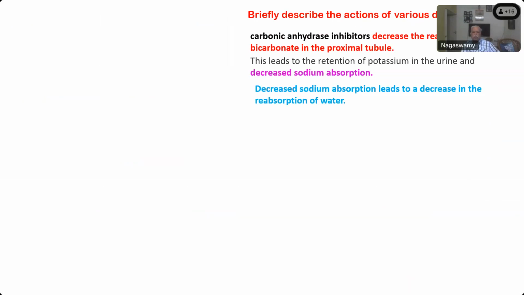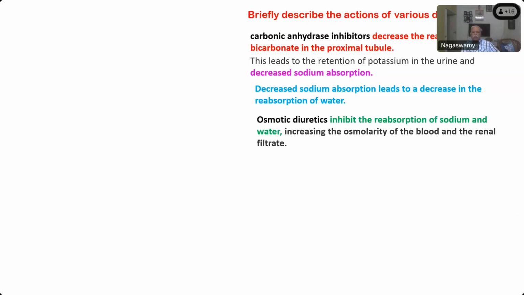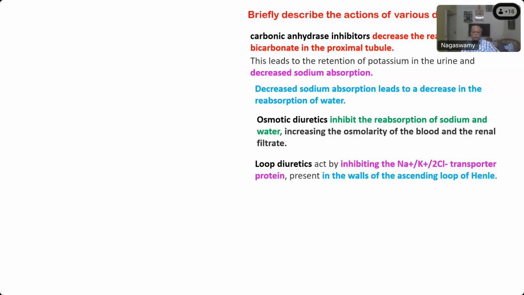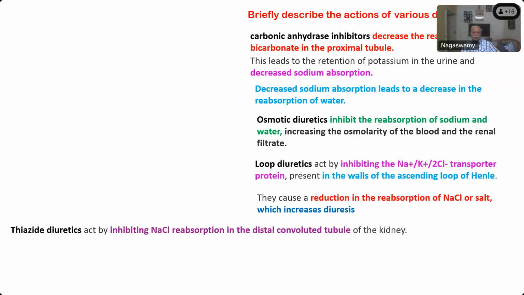This is how carbonic anhydrase inhibitors work. Then osmotic diuretics inhibit the reabsorption of sodium and water, increasing the osmolality of the blood and renal filtrate. Loop diuretics inhibit the sodium potassium 2-chloride transporter protein present in the ascending loop of Henle. They cause reduction in reabsorption of sodium chloride and salt, which causes diuresis.